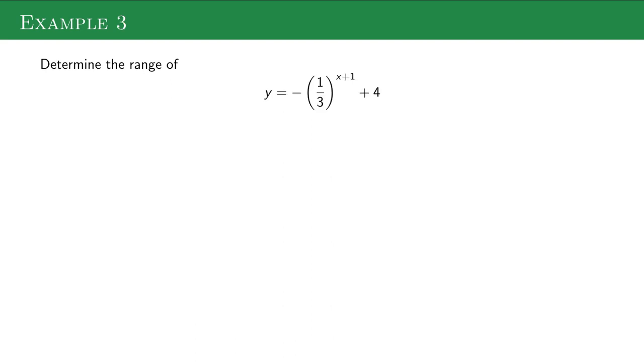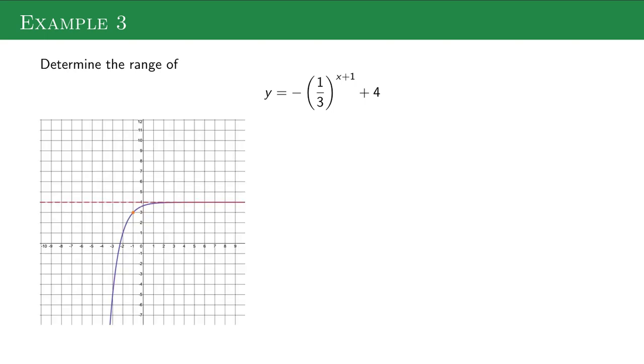And what about negative 1/3 to the x plus 1, plus 4? I will graph 1/3 to the x, do our transformation. We end up getting this graph. Remember that negative flips it upside down. And now I can see I have this asymptote and I'm getting everything below it. Now y is less than 4. All right, I have everything below this asymptote at 4.